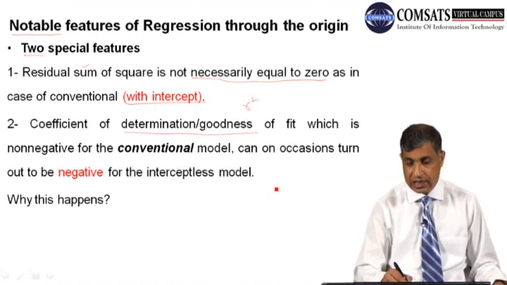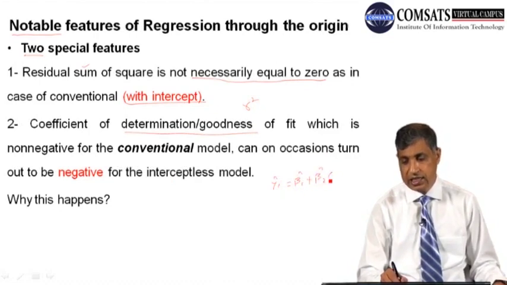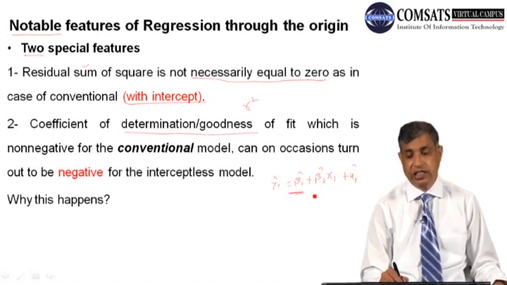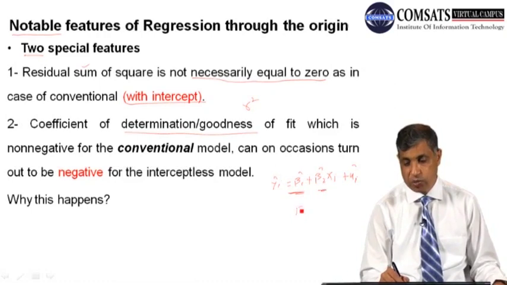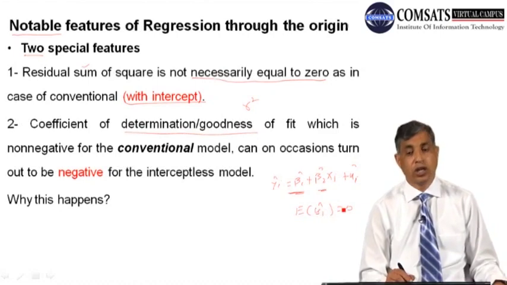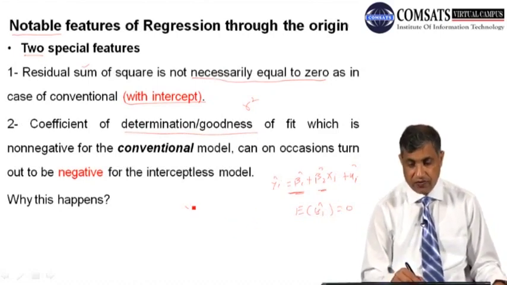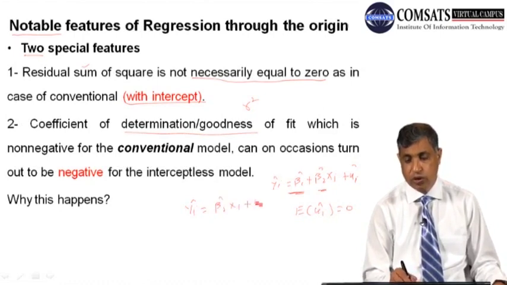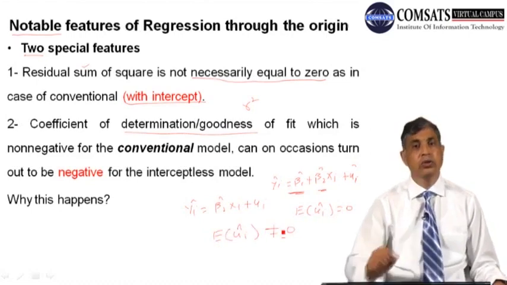I will again say that yi hat is equal to beta 1 hat plus beta 2 hat xi plus ui hat. So this is regression with the intercept. In this case the expected value of ui hat is always equal to 0. But in this case, yi is equal to beta 2 hat xi plus ui, and summation ui hat is not necessarily equal to 0.